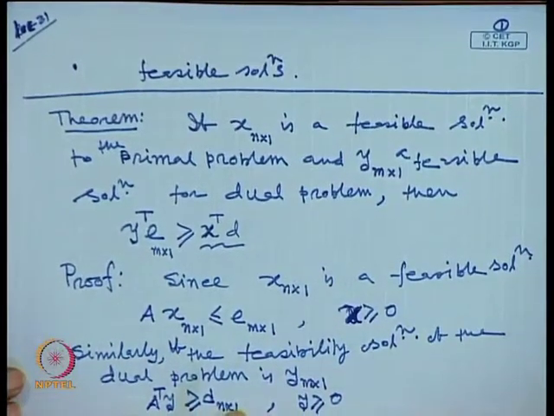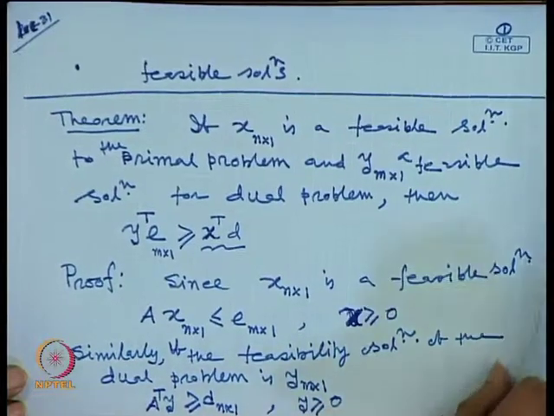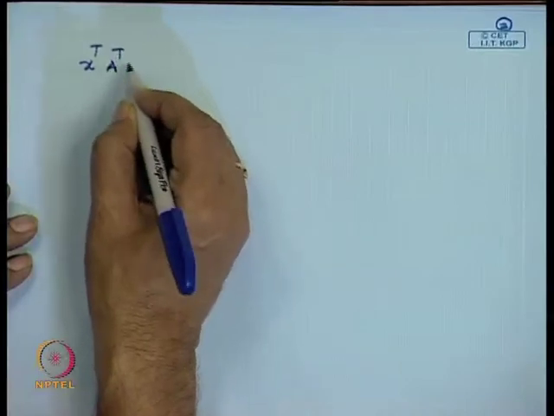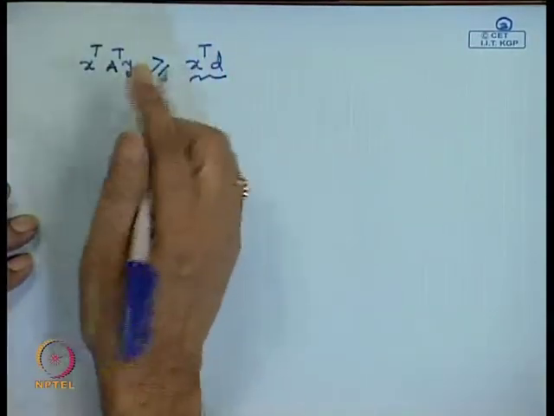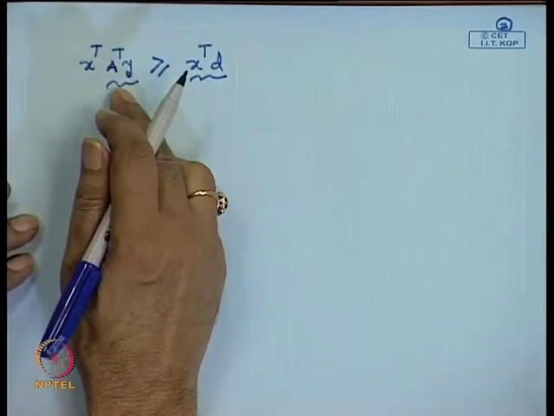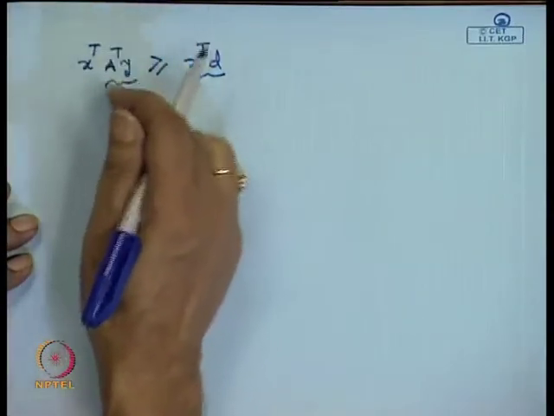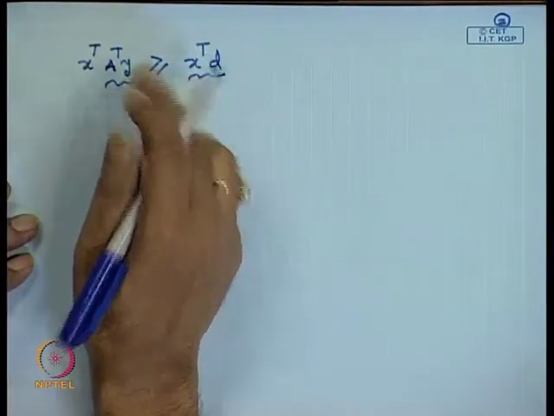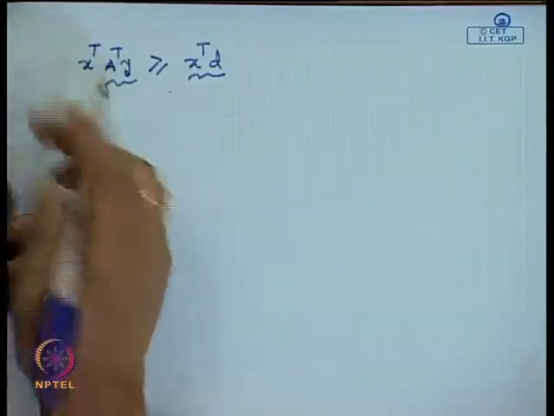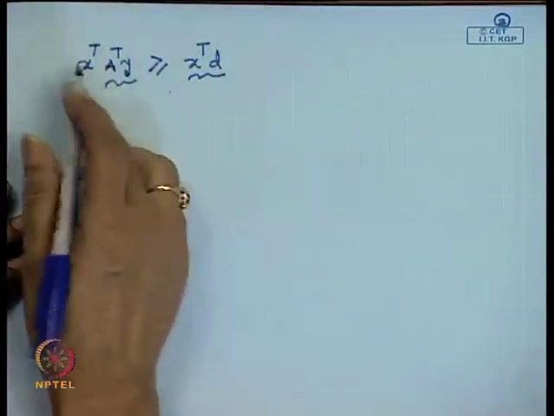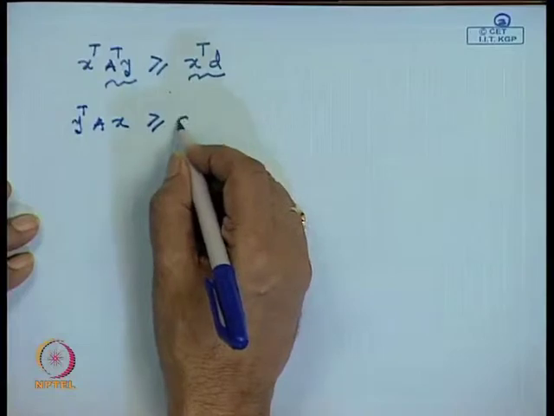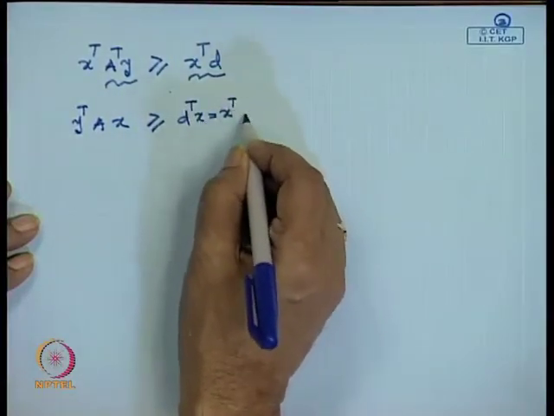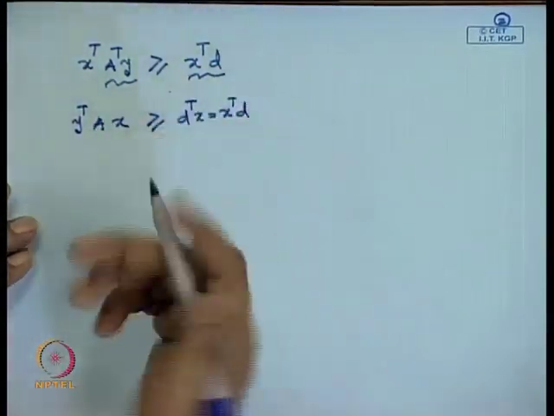Now, from this equation, if I multiply both sides by x transpose, then we can write x transpose A transpose y is greater than or equal to x transpose d. This is a scalar quantity: x transpose has dimension 1 cross n, and the other factor is a column vector of dimension n cross 1. Taking the transpose of both sides, since the transpose of a scalar remains the same, I can write y transpose A x is greater than or equal to d transpose x, which is the same as x transpose d.